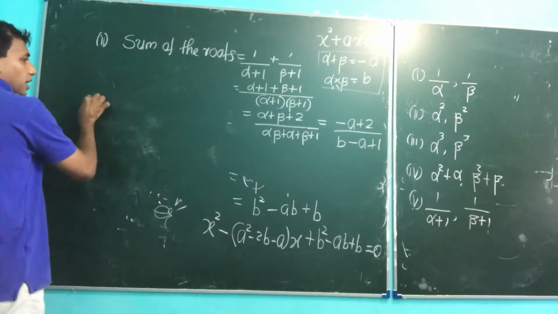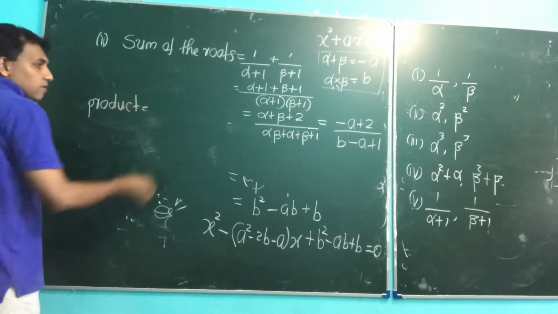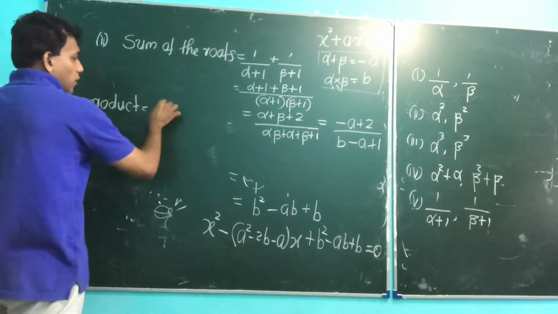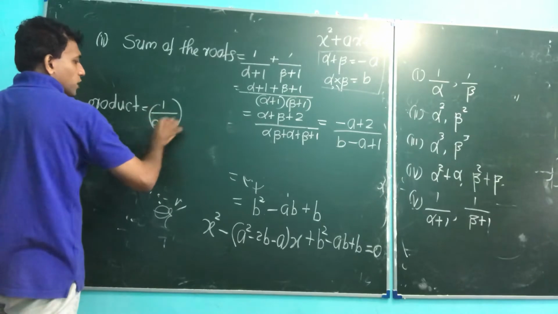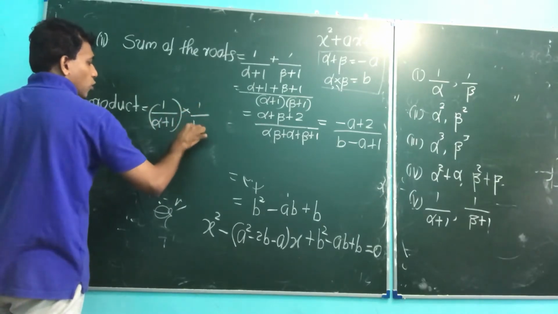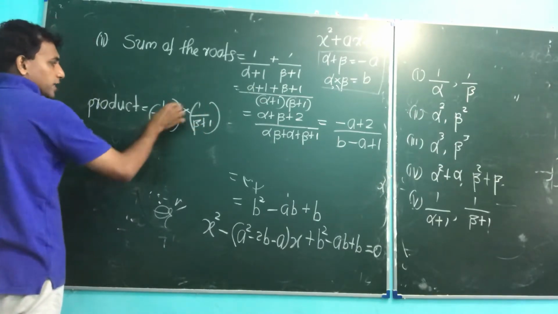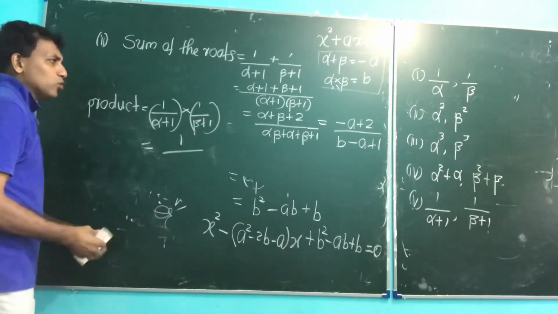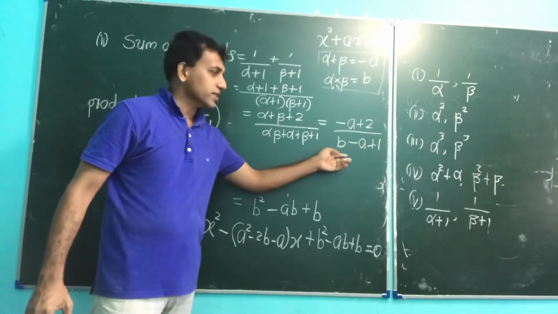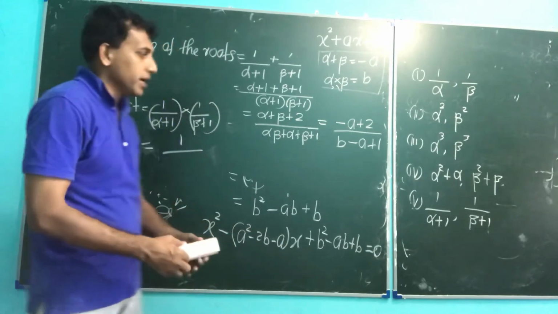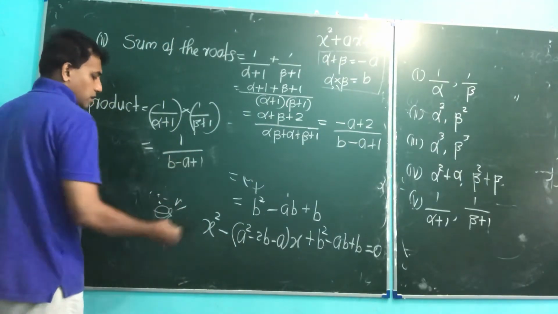Next, find the product of the roots. What is the product of the roots? One root is 1 over alpha plus 1, times the other root, 1 over beta plus 1. Therefore it is 1 times 1 over alpha plus 1 times beta plus 1. You know that alpha plus 1 times beta plus 1 is this, so don't find it once again. It is b minus a plus 1.